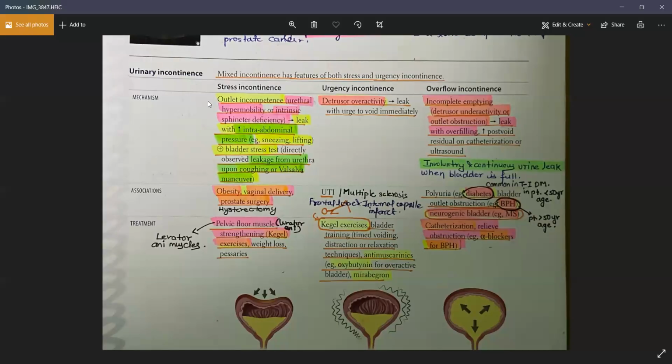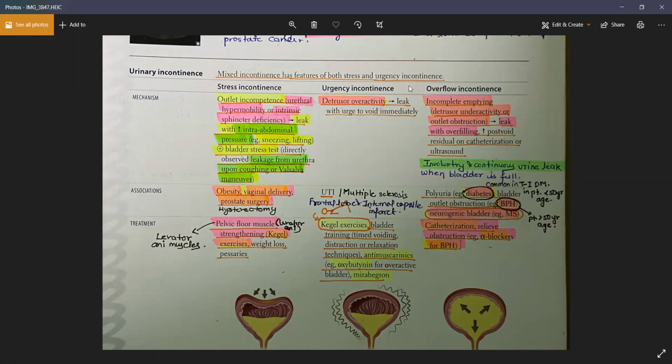So look at the name of all these diseases. In the stress incontinence, you will have incontinence whenever you get a stress, whenever you have an increase in the pressure in the abdomen. Okay, and it happens because of the outlet incompetency. Because the sphincters become very weak, they cannot hold the urine in the urinary bladder, and as a result you will have a leakage of the urine whenever the pressure in your abdomen increases.